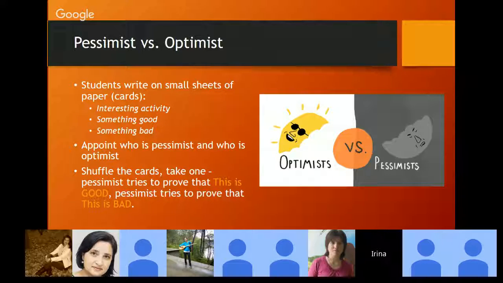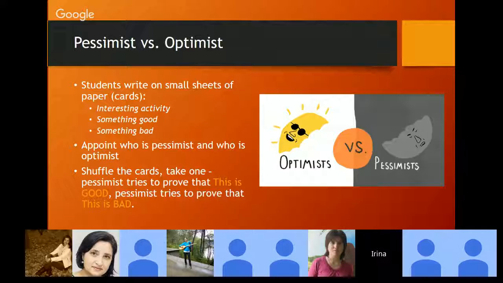The pessimist has to prove that it is bad, and the optimist, sorry I wrote pessimist two times, the optimist tries to prove that it is good. The pessimist says it is bad, the optimist that it is good. So they have to think of arguments how to prove that alcohol is good, because it's challenging. Or they can have something good, friendship. One says it is good to have friends, and the second says it is bad to have friends, and so on.